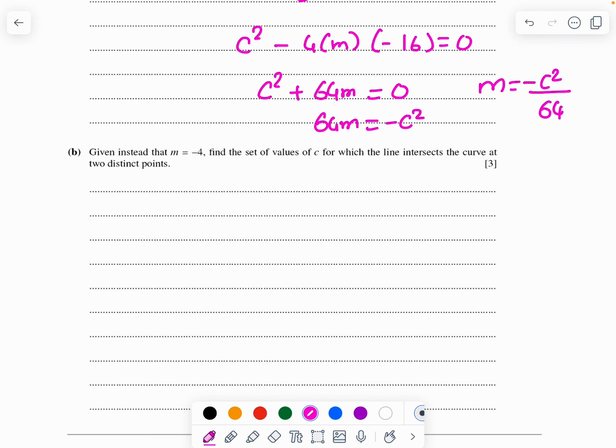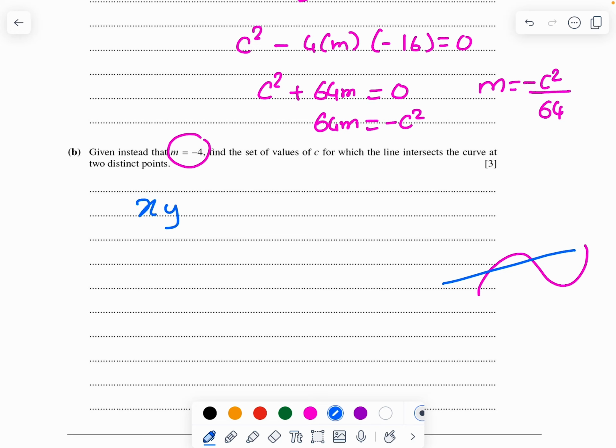Given that, instead M equals negative 4, find the value of C for which the line intersects the curve at two distinct points. Now the M value has been given as negative 4. And what are the points of intersection? In that case, the line is no more a tangent. In that case, it will intersect at 2 points. What are those 2 points he's been asking?